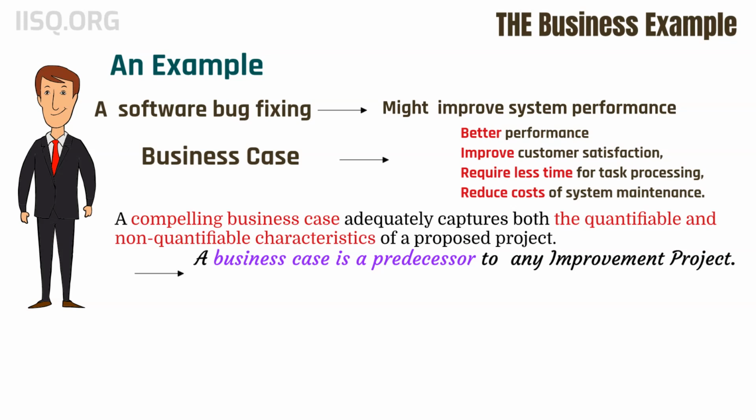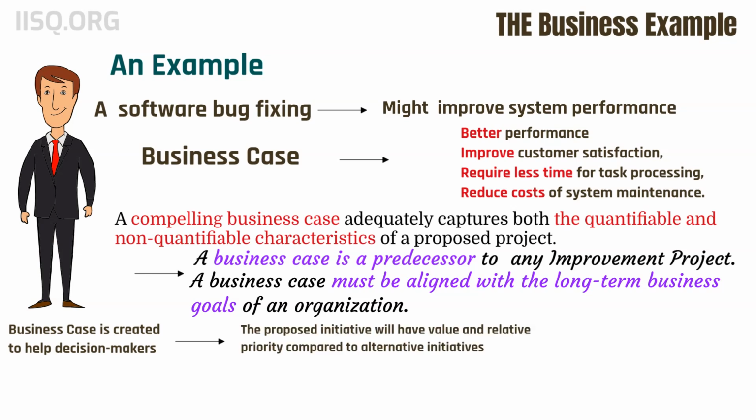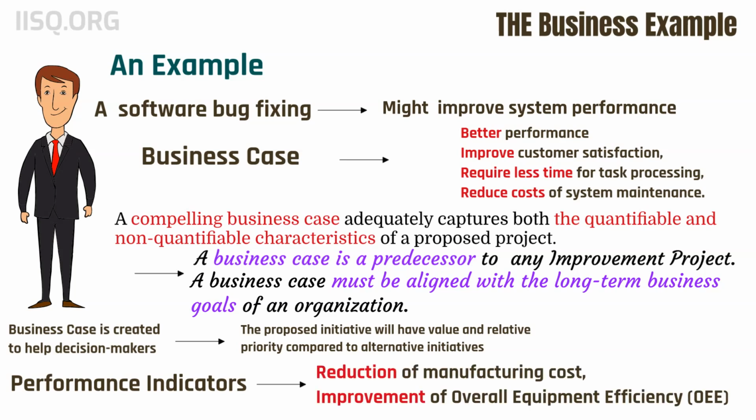In summary, a business case must be aligned with the long-term business goals of an organization. So, a business case is created to help decision-makers ensure that the proposed initiative will have value and relative priority compared to alternative initiatives based on the objectives and expected benefits. The performance indicators found in the business case are identified to be used for proactive realization of the business and behavioral change. Some examples of the common performance indicators are reduction of manufacturing cost and improvement of overall equipment efficiency.